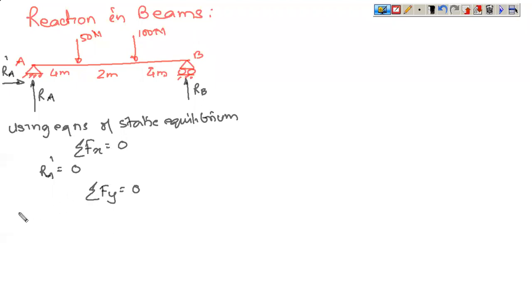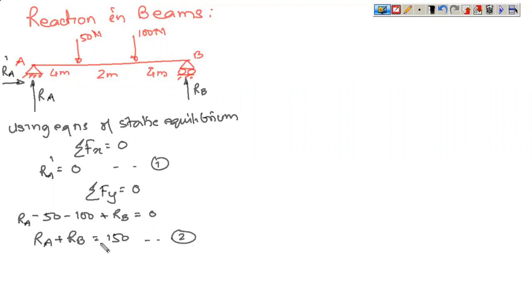So if you use this equation, what do you have? Upward acting RA is positive. This is minus 50 minus 100 plus RB is equal to 0. Sum of all forces in y direction is equal to 0. So if you use this equation, you have RA plus RB is equal to 150. So this is your first equation. This is your second equation.